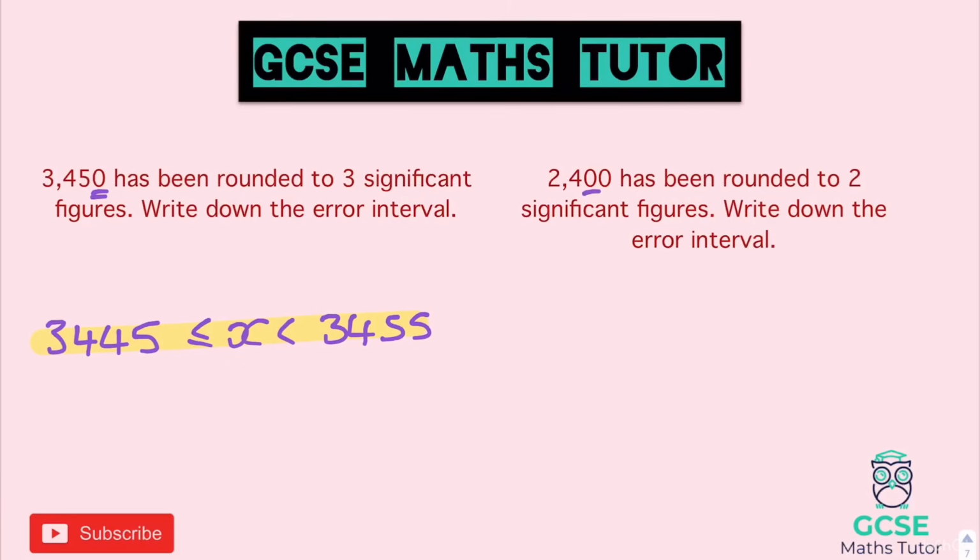The first 0 there is after the 4. So our upper bound, which is the one I always do first, 2,450. And for the lower bound, if we take 50 off, that'll be 2,350. Dropping that 4 down to a 3, and again just sticking that 5 in that first 0's place. And there we go, there's our 2 answers. Right, let's have a look at something else.